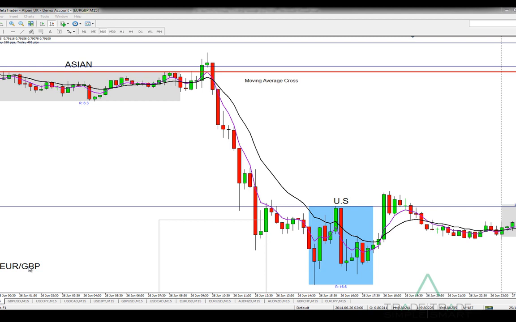So very simple and very straightforward. We're simply looking for a cross of the 5 below the 13 moving average in this case to reinforce and confirm that manipulation has taken place at our identified level.